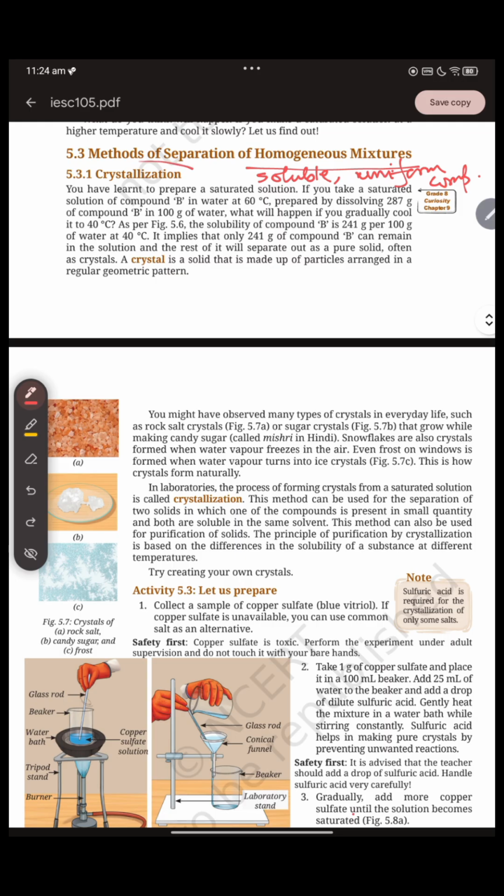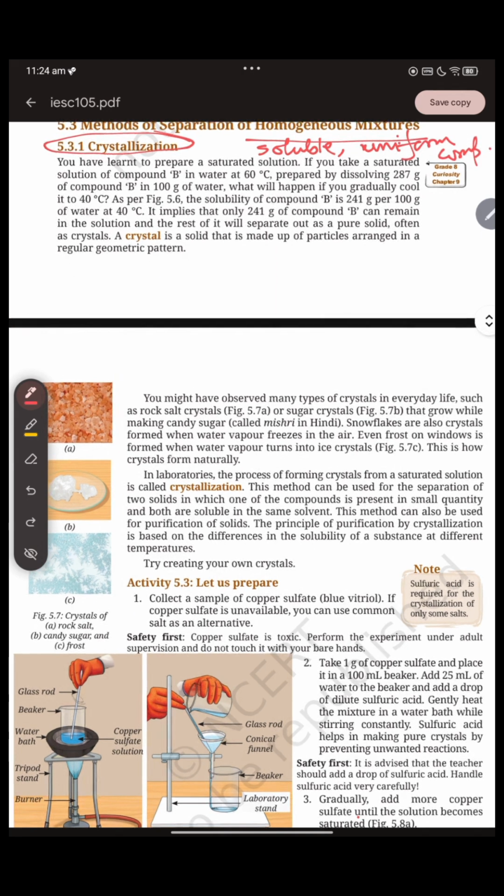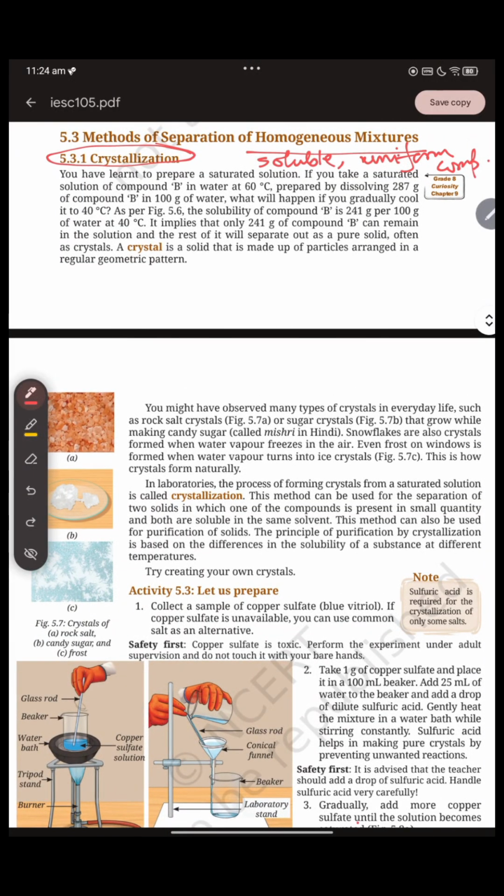For homogeneous mixture separation, the first one is crystallization. That means formation of crystal. It is the process of formation of crystal from a saturated solution. So let us see. In laboratories, the process of forming crystal from saturated solution is called crystallization.